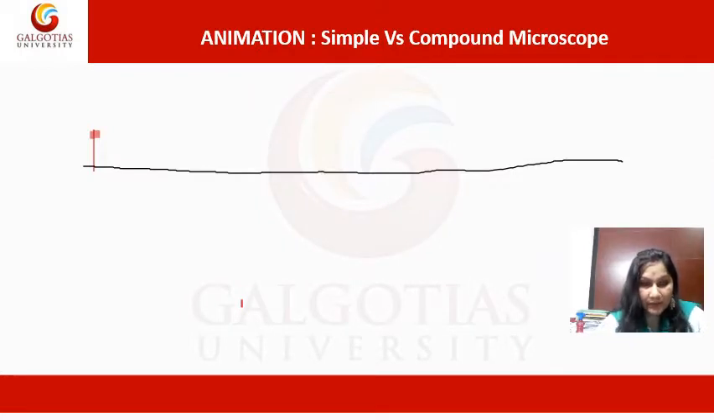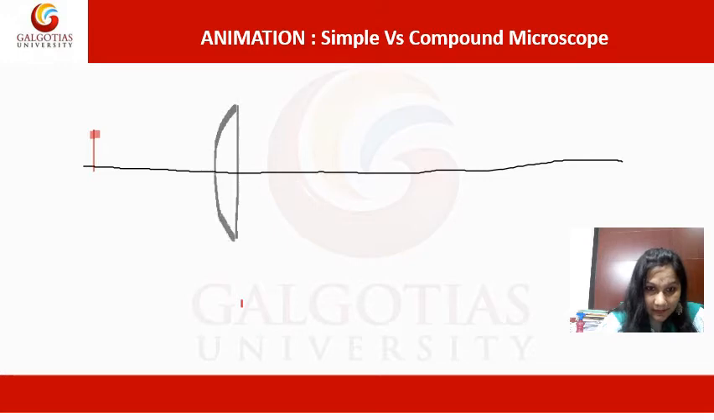Now, with the help of this animation, I will explain how a single hand lens will magnify the image of this object and what will happen when we use a compound microscope, with more than one lens. Okay, suppose this is your object. Now I am drawing a lens over here like this. Okay, this is the biconvex lens.